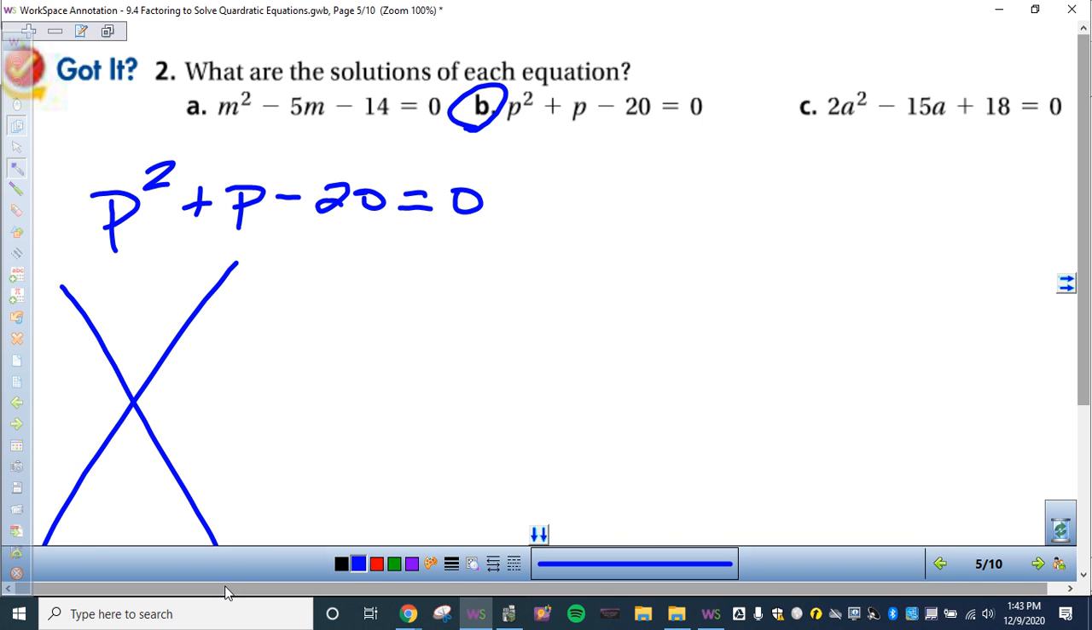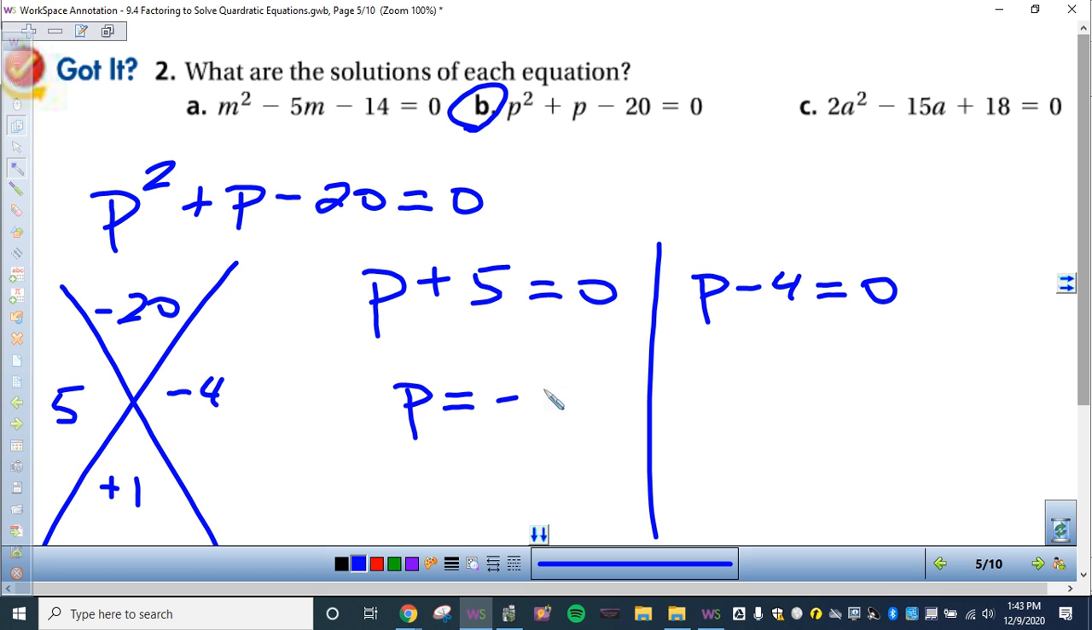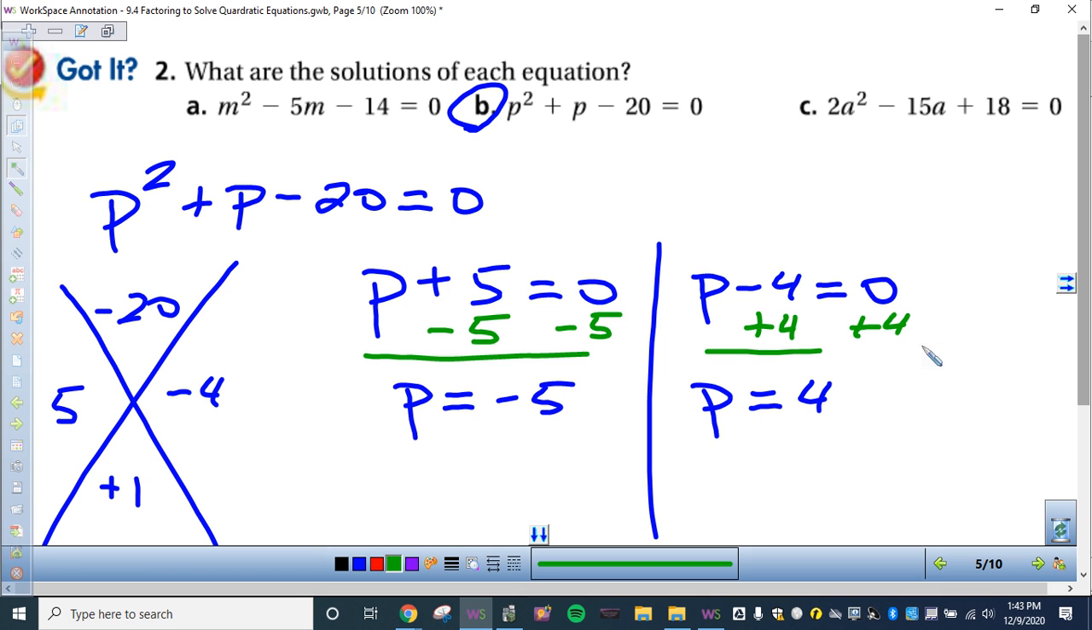So if we do the cross thing, we should have -20, +1, 5 minus 4. So when I say you can just set the parentheses equal to 0, you can just do this. And that's totally fine to do on your homework as well. And like I said, you can skip that next step as well. But again, if it helps you to understand, to show this step, then show that step. Totally fine.